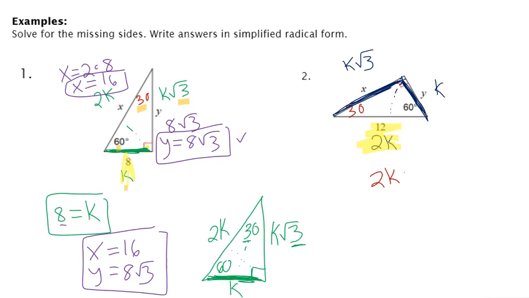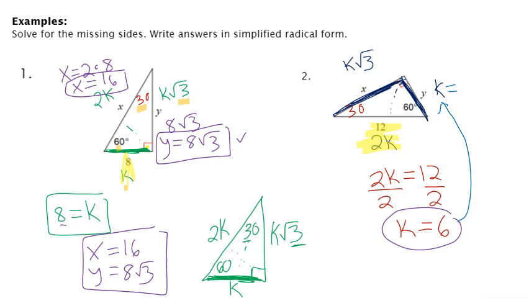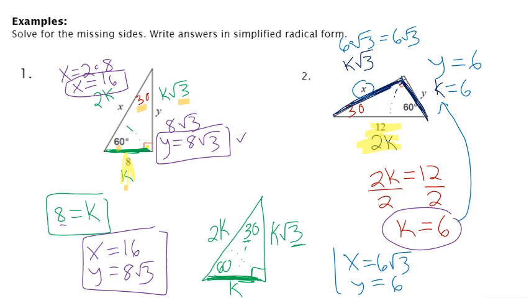So 2K is equal to 12. When we solve it, our scale factor is 6. And then wherever we see a 6 or a K, I'm going to put in a 6. So y is equal to 6. And then 6 times radical 3 is just 6 root 3. So that would be x. So my x is 6 radical 3, and my y is equal to 6.